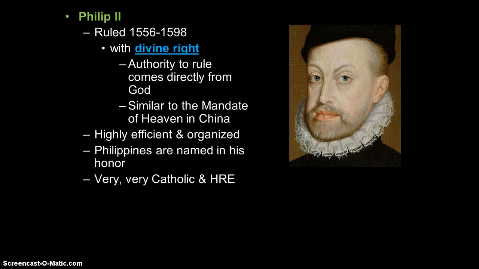Now his son, Philip II, which again grew the beard, had that weird chin thing going on. His son, Philip II, claimed that he had divine right, that his authority to rule comes directly from God, which can be compared to the mandate of heaven in China. If you don't listen to me, God is going to be angry with you and bad things will happen to you. I am God's choice, so you have to follow my rule.